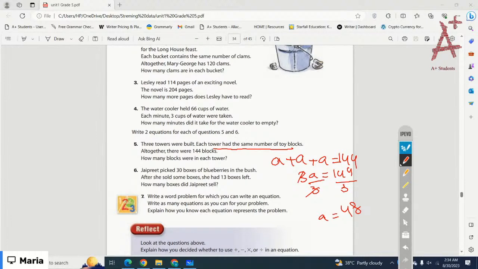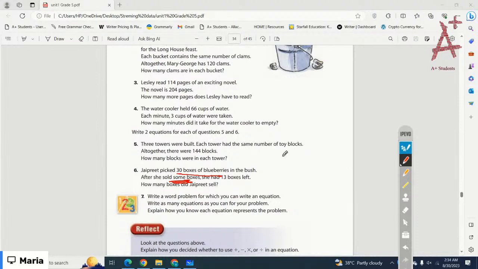The next one is: Jaypreet picked 30 boxes of blueberries in the bush. After she sold some boxes, she's left with 13 boxes. Let's understand this one. Jaypreet picked 30 boxes of blueberries, right? She sold some boxes. You don't know how many, some. For example, total are 30. She sold X.